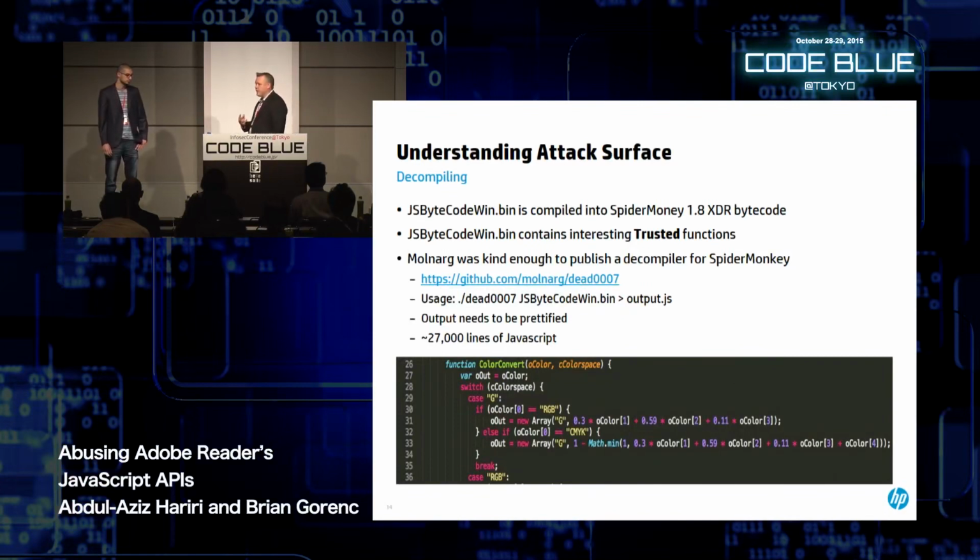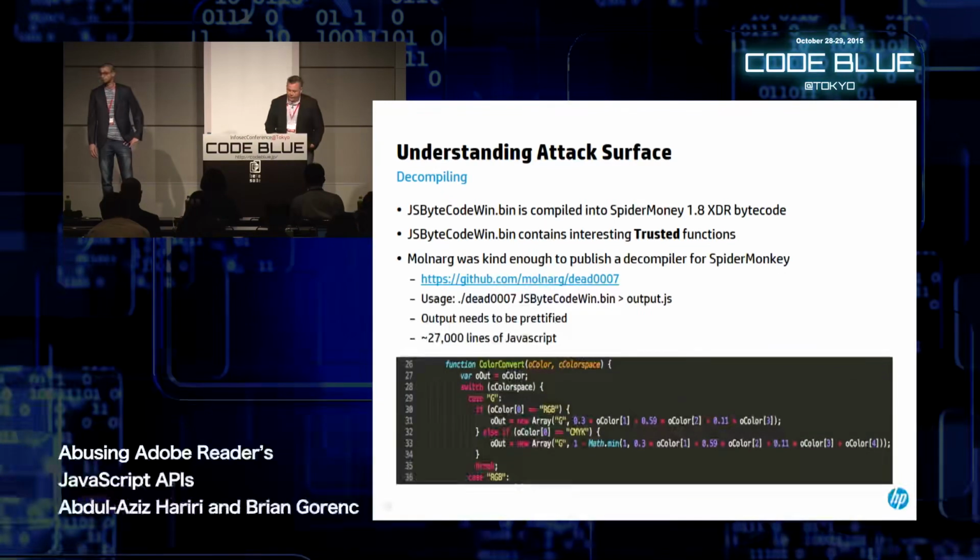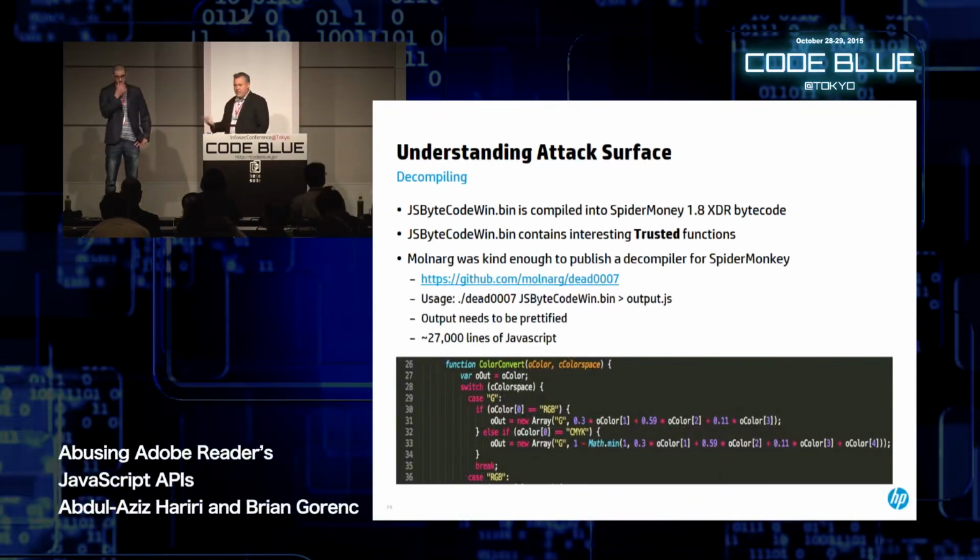Now, Molnar, when he did his research back in 2014, he published a decompiler for this bin file. The code is available on his GitHub link, and you can decompile it, and it will spit out a set of JavaScript that you can then audit by hand. The output of this decompilation is really messy, so you need to pass it through a beautifying process so that you can actually audit the code.